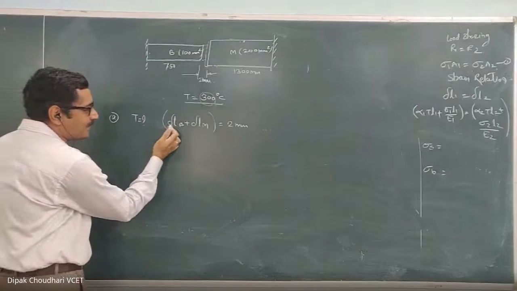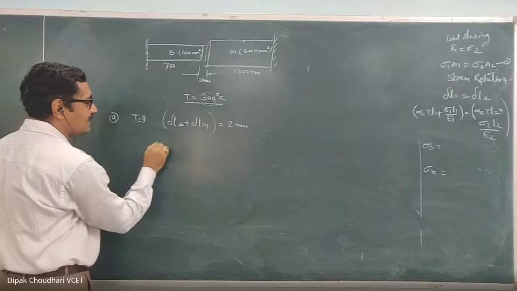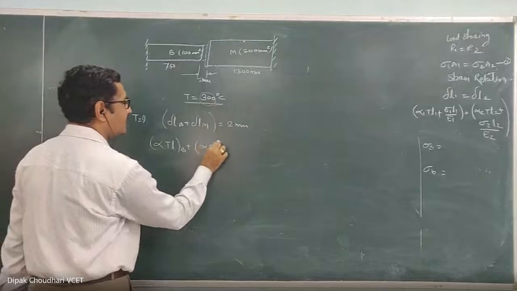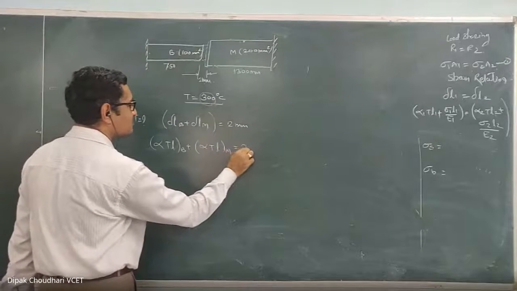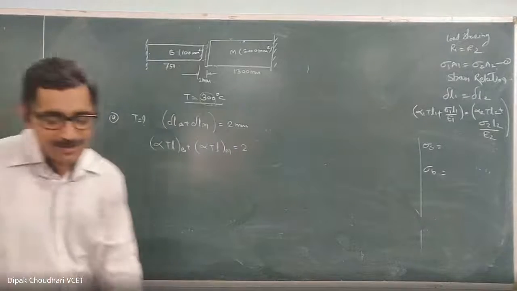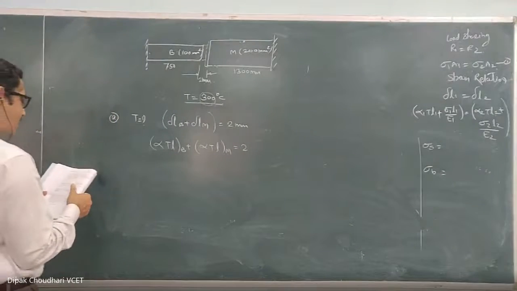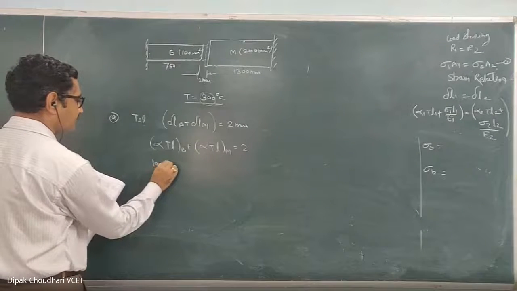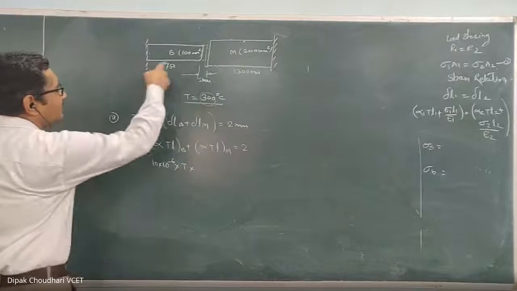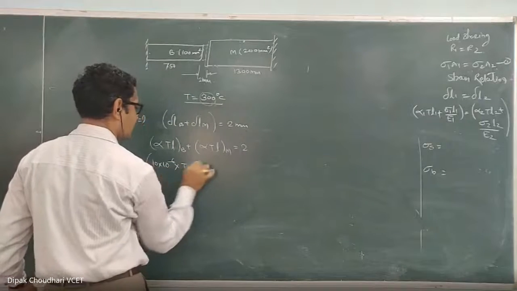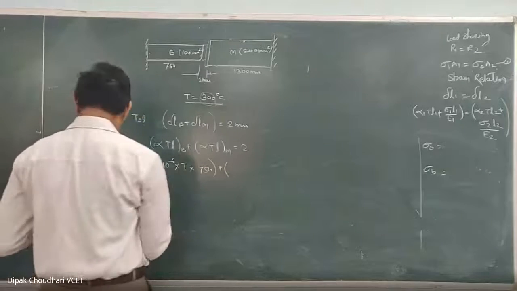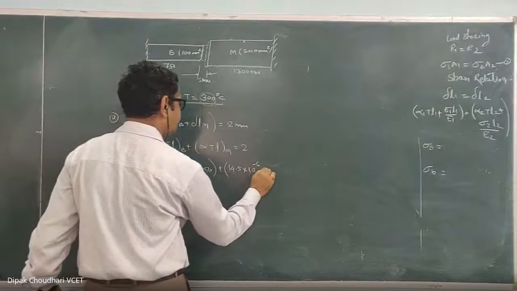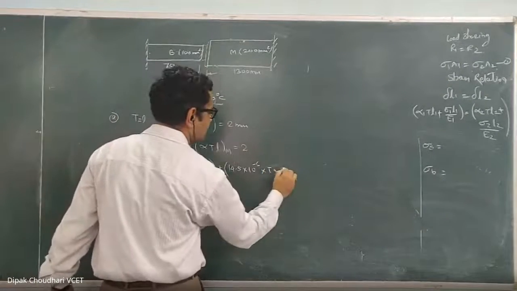Now how much is the free deformation of the brass because of the change in temperature? It is alpha TL for the brass plus alpha TL for magnesium, which is equal to 2 millimeter. Here alpha and everything is given. Alpha for the brass is 10 into 10 raised to minus 6, into T, into length of the brass 750 millimeter, plus alpha for the magnesium, 14.5 into 10 raised to minus 6, into T, into its length 1300.